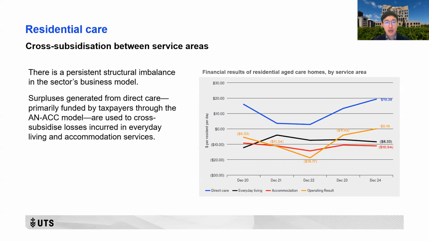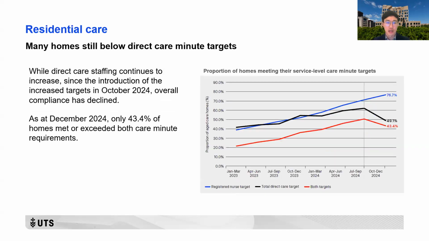So now, homes are required to meet the care minute targets. Let's have a look at the proportion of aged care homes meeting their mandated care minute targets here. This figure shows that the compliance rate has improved over time. However, it has dropped in the most recent quarter, the October to December quarter here, which could be due to an increased target from October 2024.